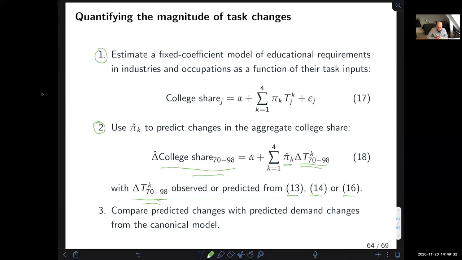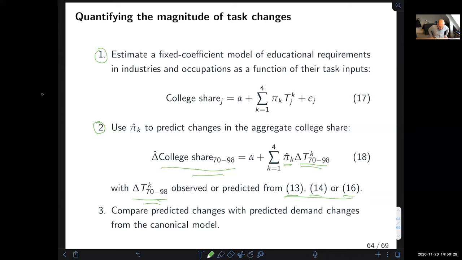Now, before we do that, one remark is that if you look at equation 18, the way we want to interpret it is as changes in the college share, so a shift out in the relative demand for college workers driven by shifts in the relative demand for tasks. So again, shifts out in the demand for non-routine tasks and shifts in for routine tasks. That's how we want to interpret those changes, driven by computerization, once we start using these predicted changes.